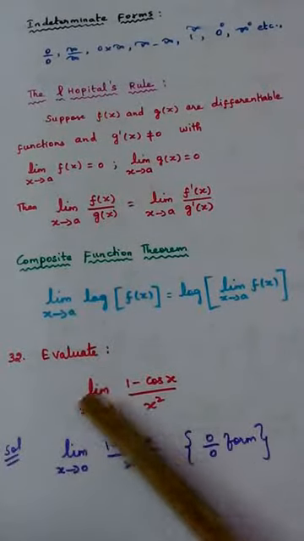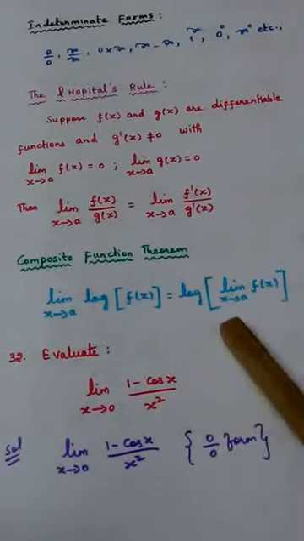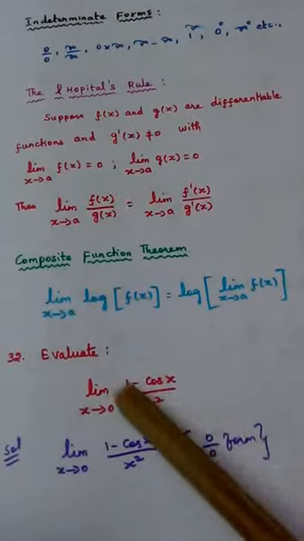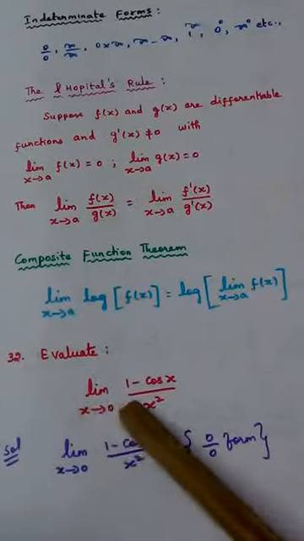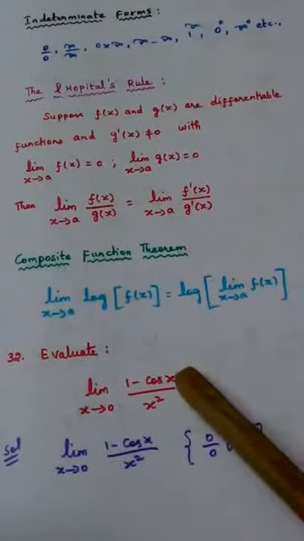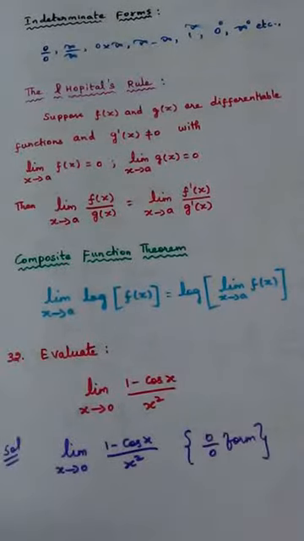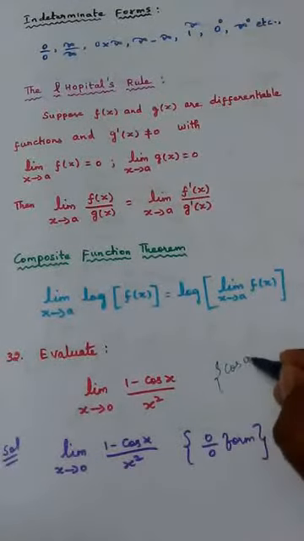Evaluate limit x goes to 0. Some function is given like this. What I have to do first is apply the limit directly in this function and see what the value is. For example, x goes to 0. What happens if I put 0 here? Cos 0 is 1. So 1 minus 1 becomes 0, right? The answer for cos 0 is 1.